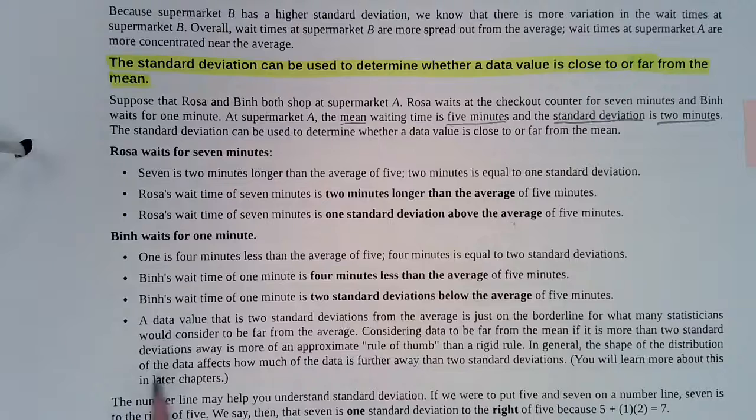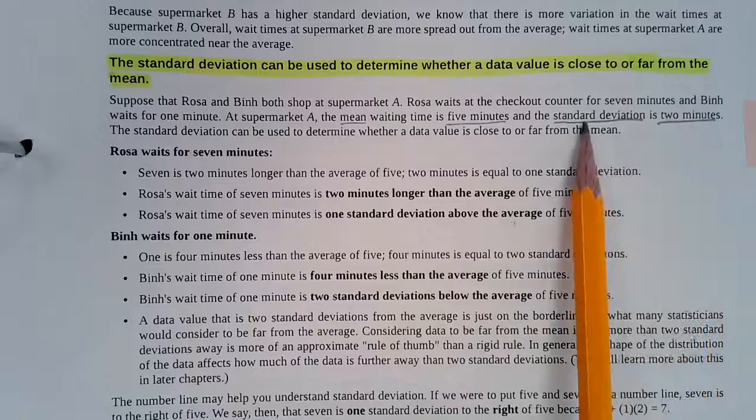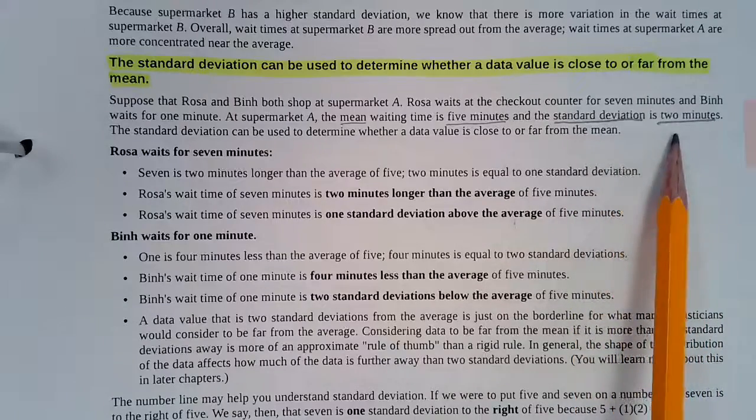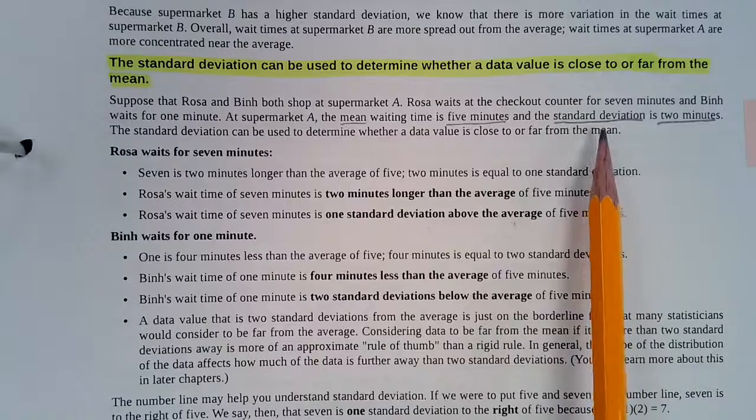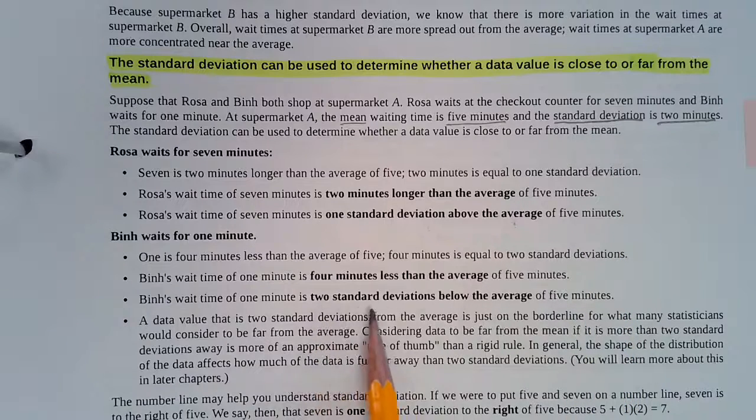Okay, now Bin only had to wait 1 minute. 1 minute is 4 minutes less than the mean of 5. So 4 minutes, remember each standard deviation is equal to 2 minutes. So 4 minutes means that he is 2 standard deviations below the mean.